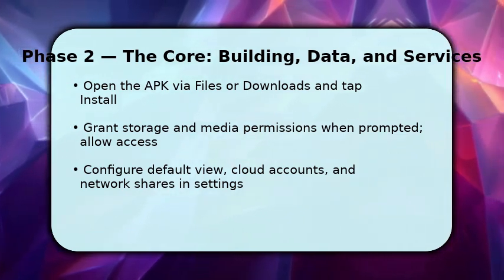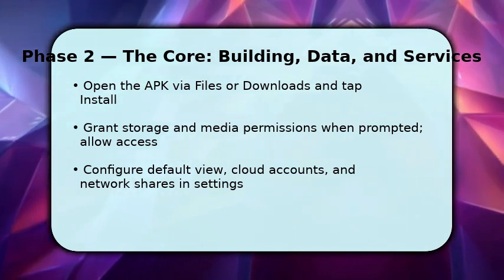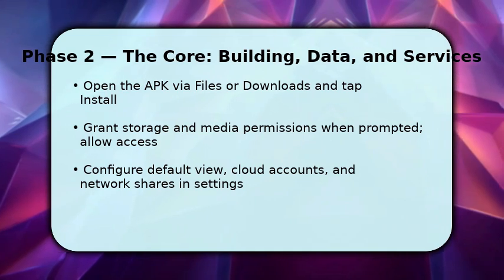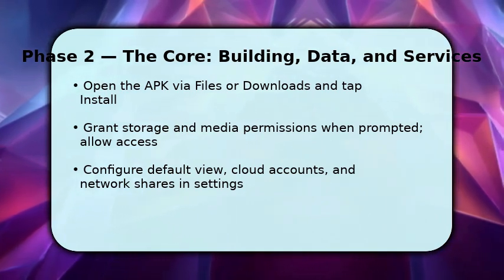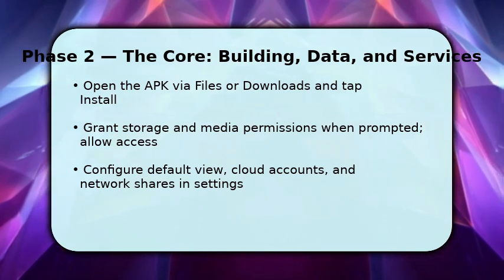Then configure cloud providers and network shares. Use Add Cloud to connect Google Drive, OneDrive, or SMB by entering credentials. Once configured, organize the home view and set favorites for quick access. This makes remote and local file access seamless without a computer.